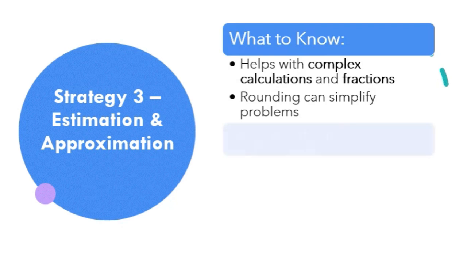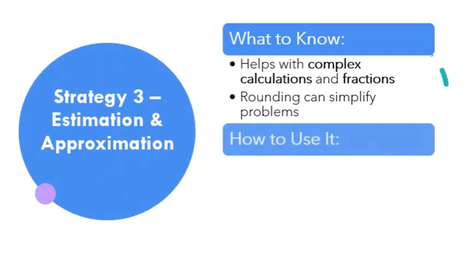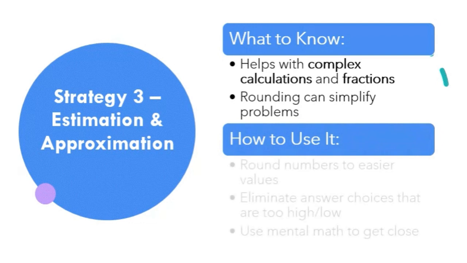This doesn't mean you're ignoring the exact answer, but you're simplifying the process to get close enough. Quick and dirty, but still right. How do we use it? 1. First, round those numbers to easier values. Take 198 and round it to 200, much simpler, right?